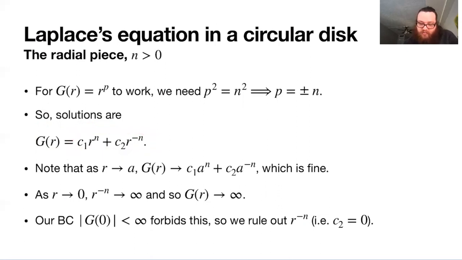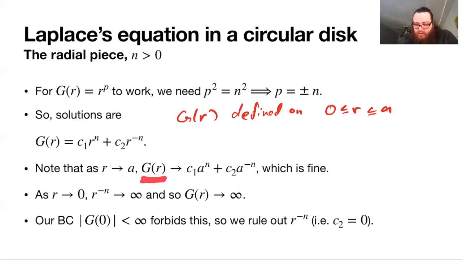So g of r, right, is defined on 0 less than or equal to r less than or equal to a. Okay, so as r goes to a, or if you plug in r is equal to a, question is what happens to this function g of r? Well, it's going to go to this linear combination. Okay, c1 and c2 are unknown constants. A to the n and a to the minus n, they're fine because, right, a is positive. Okay, positive radius. So, right, what's happening at a doesn't give us any information.